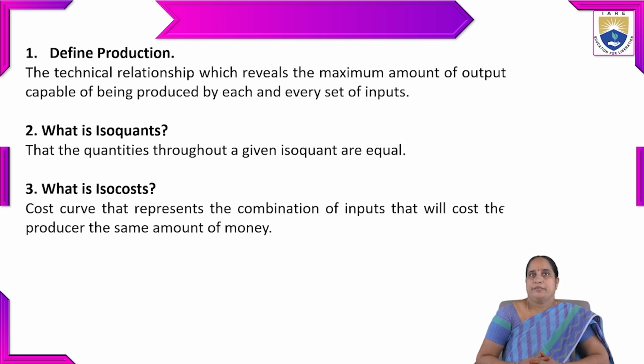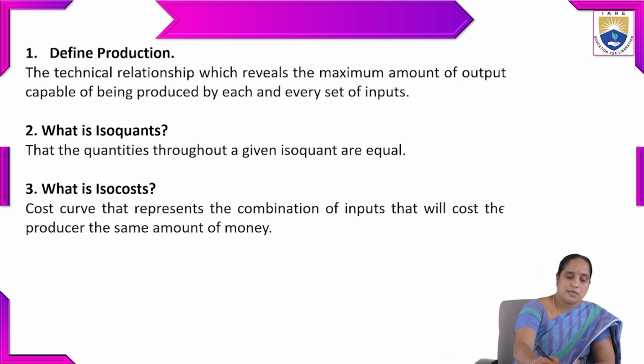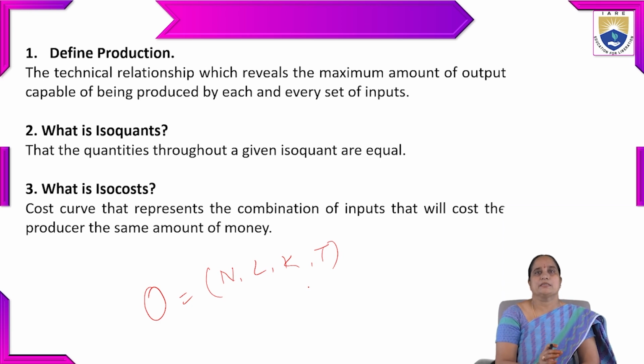What is production? The technical relationship which reveals the maximum amount of output capable of being produced by each and every set of inputs, that is known as production. So in general, the output production is derived with the help of a combination of inputs N, L, K, T. So these four factors are known as productive resources, where N stands for natural resources, L stands for labor, K denotes cost of capital, and T stands for technology. So using these four productive resources, the firms produce output. So whatever relationship between the maximum amount of output capable of being produced by these set of inputs, that is known as production.